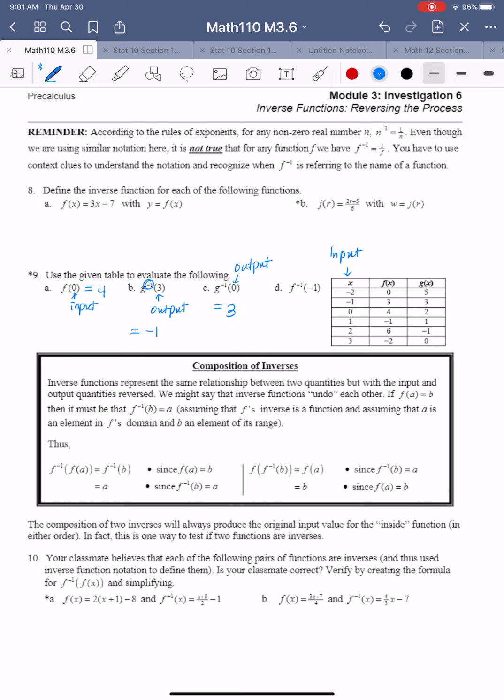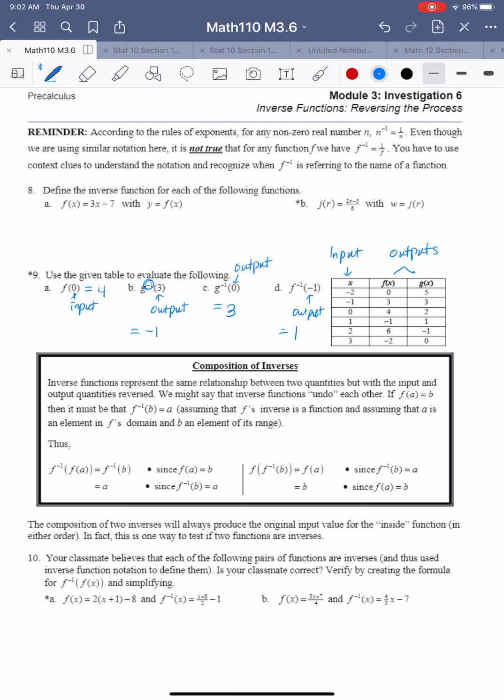And then the last one is also the inverse too, right? Which means negative 1 must be the output. So these two are the output. So when you have an output of negative 1 from the function f, which is negative here, the input is a 1. So this is equal to 1.